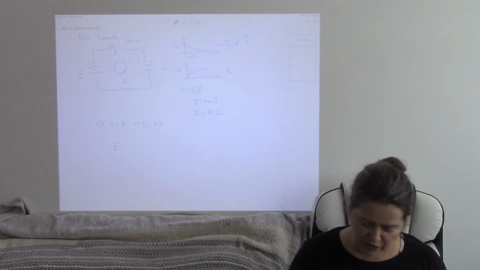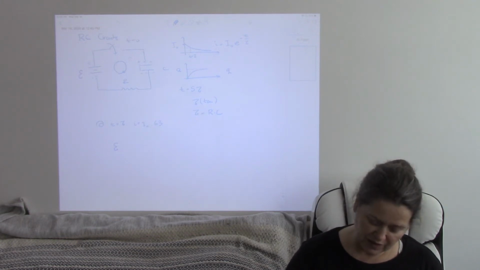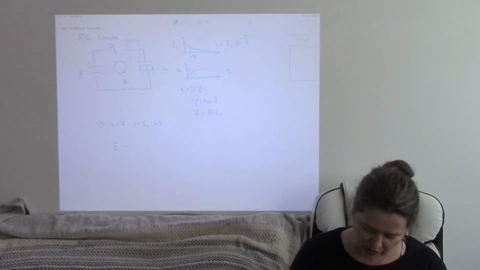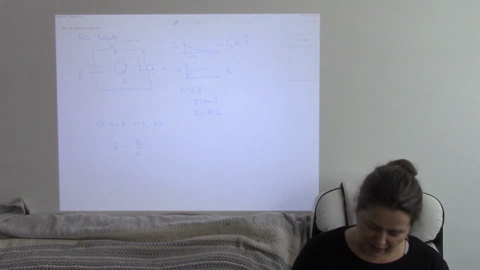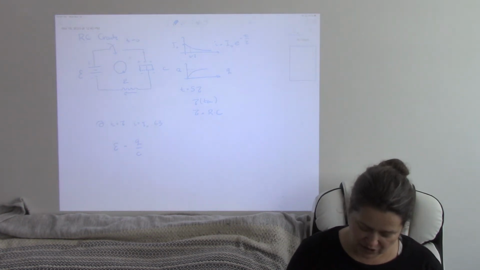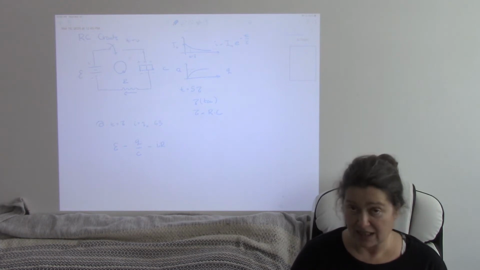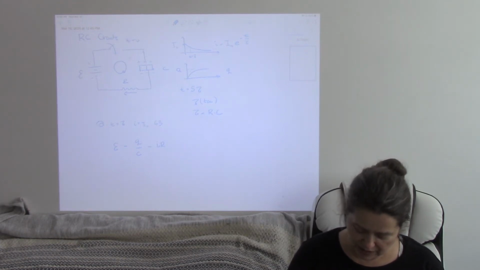And then, if the electric field is pointing in this direction, we have a drop in voltage over the capacitor, which is going to be equal to Q over C. And then we have another drop over this resistor, the current pointing in this direction, which is I times R. Intensity is varying, so I'm using the lowercase i. That is equal to 0.